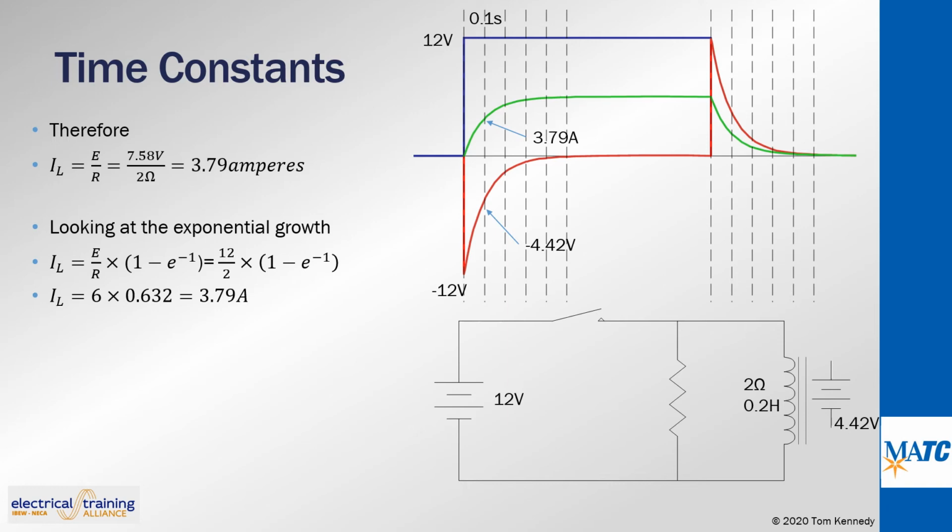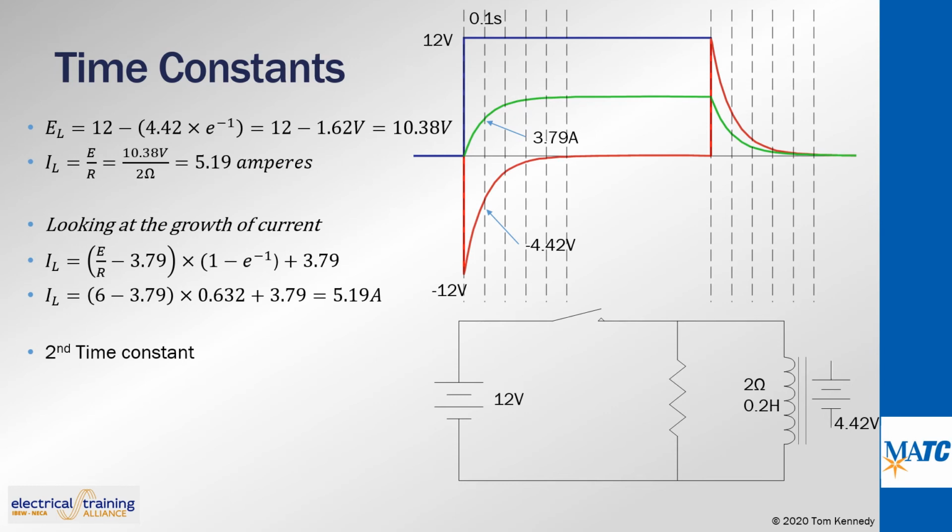The maximum current that will flow in the inductor when the circuit stabilizes is going to be 6 amperes. Applying Euler's number to the 6 amperes as growth, the value of current at 1/10 of a second will be approximately 3.79 amperes. Determining the value of current using either method results in the same value of current.